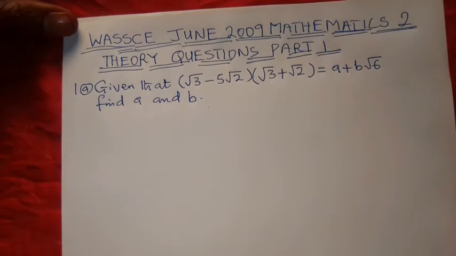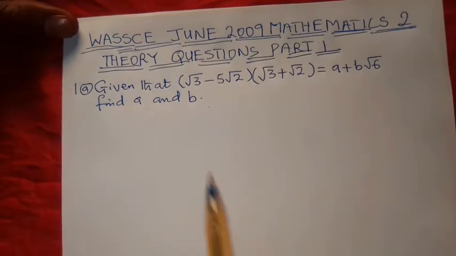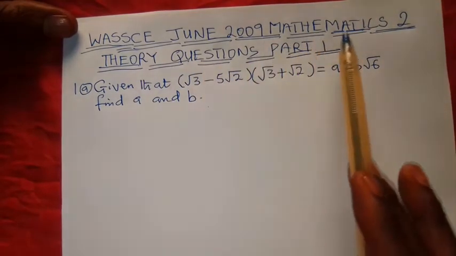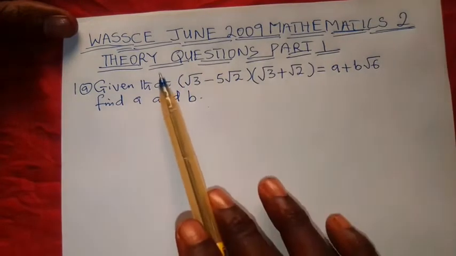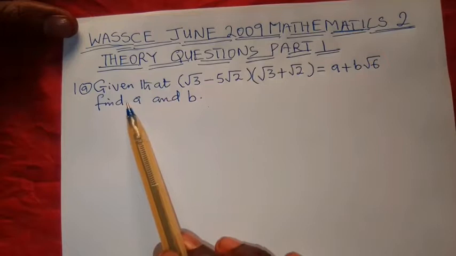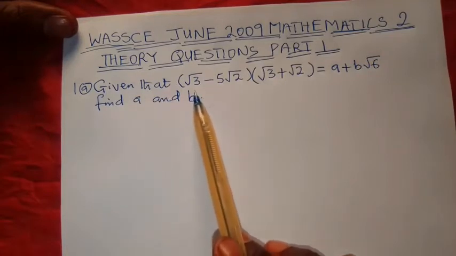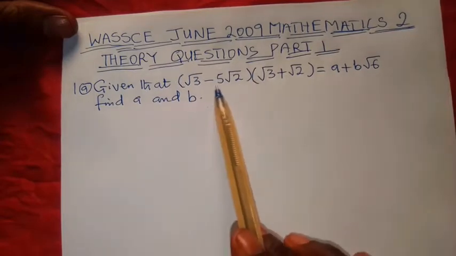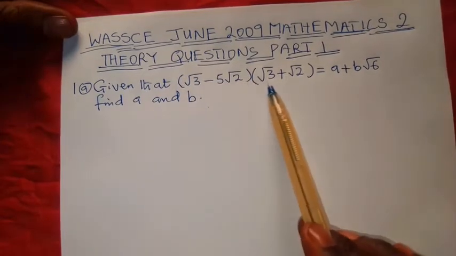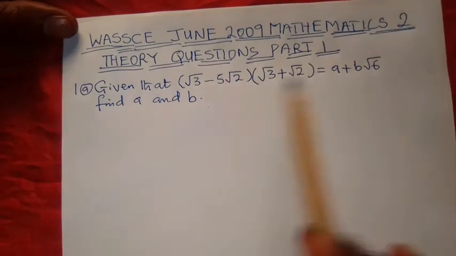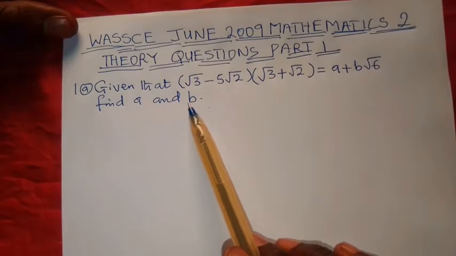Now let us dive into our lesson for today. The question we shall be dealing with today is taken from WASSCE June 2009 Mathematics 2 Theory Questions Part 1. Now the question is: given that (√3 − 5√2)(√3 + √2) = a + b√6, find a and b.